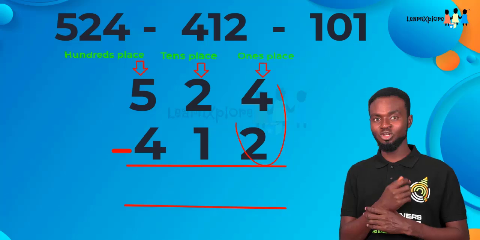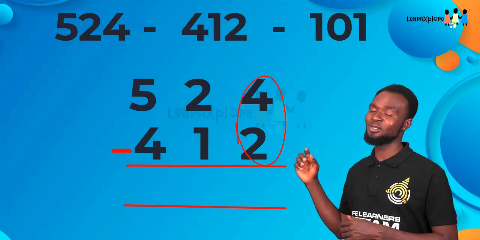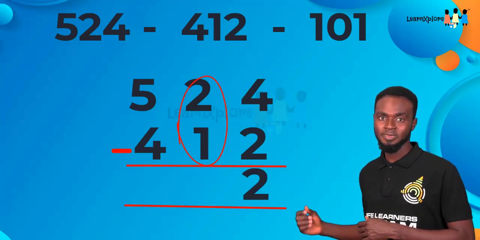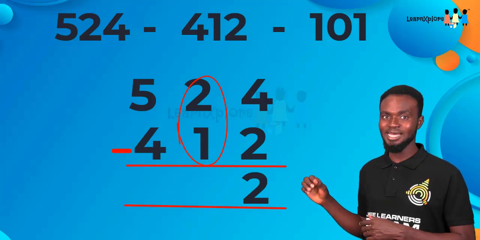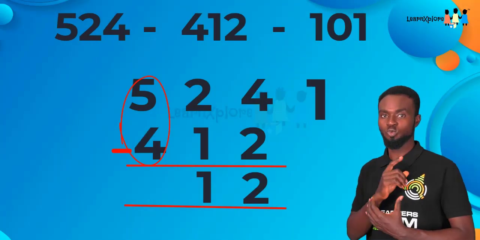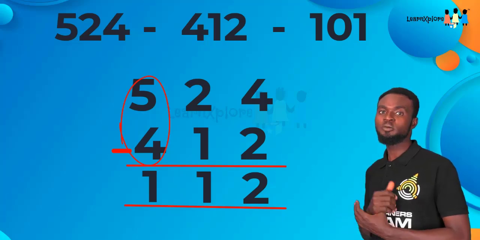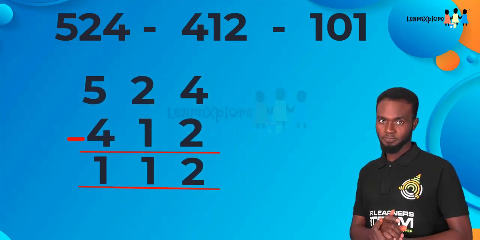Let's start from the numbers in the ones place. So we have 4 minus 2 will give us 2. We have 2 minus 1 will give us 1. And then 5 minus 4 will give us 1. So the new number is 112.